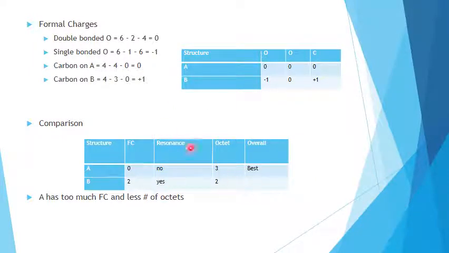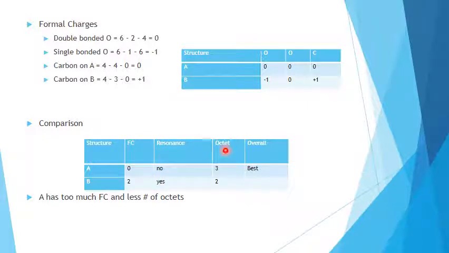So let's compare the two structures. Now in terms of formal charge, B has 2 formal charges, A 0, so in this case that would make A a better structure because of that. In terms of resonance, B has resonance, so that's good. Usually resonance outweighs formal charge, but we're going to see that's probably not going to happen in this case.